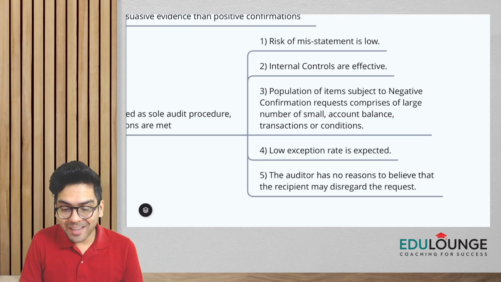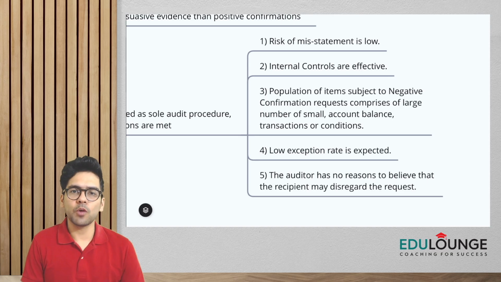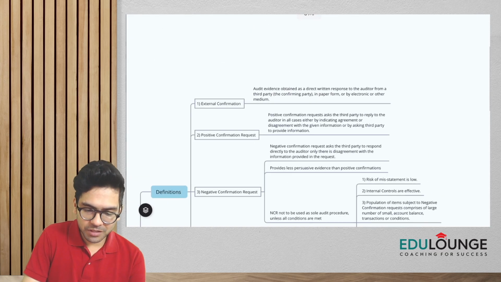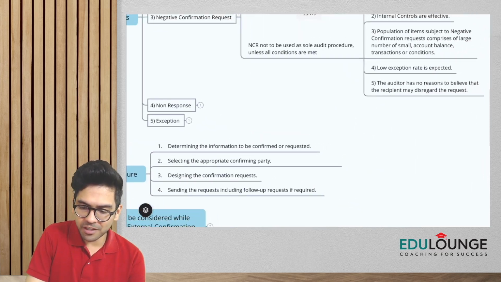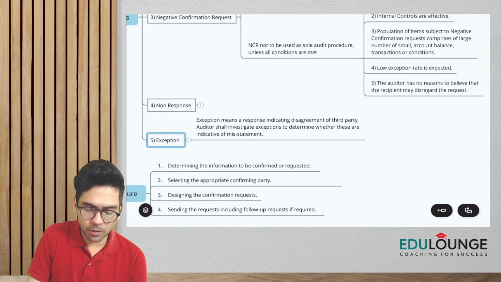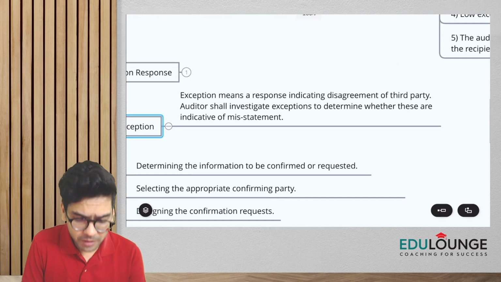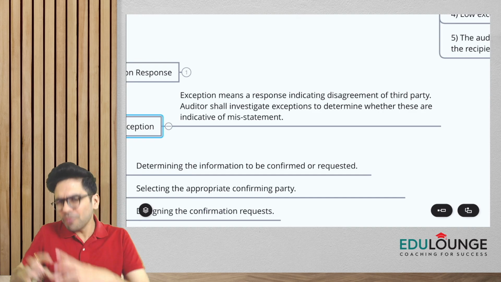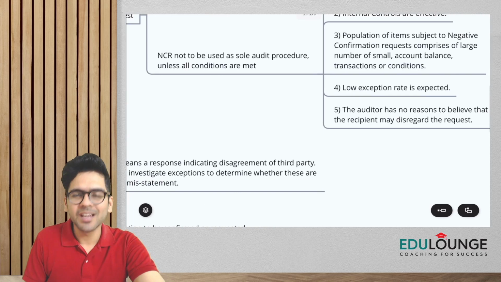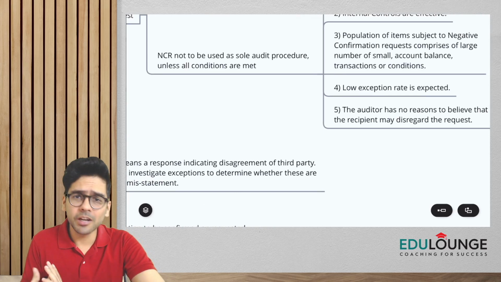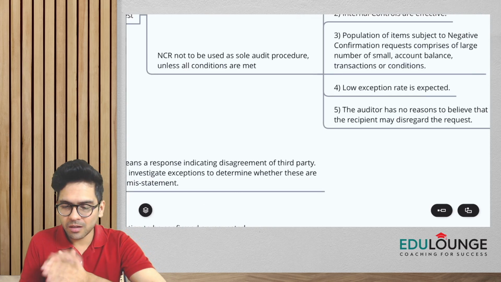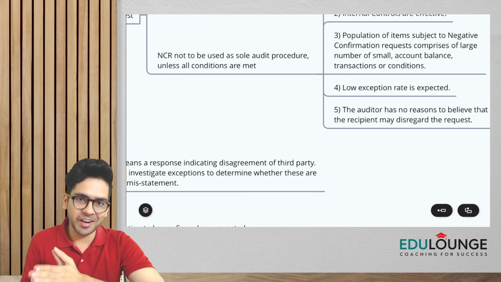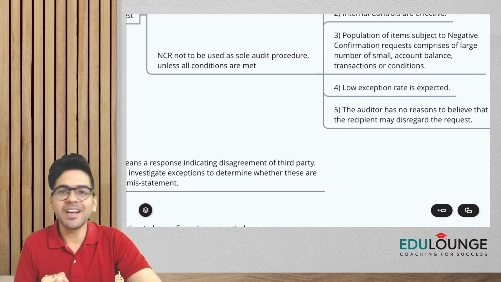Then, a low exception rate is expected. Now what is exception rate? Again, I think I have it here in the definition. Low exception rate is expected. What is exception rate? Exception means a response indicating disagreement. So you have no reasons as such to believe, guys, that the confirming party would not agree to this. You are expecting a low exception rate. Then only you are going to use a negative confirmation request.